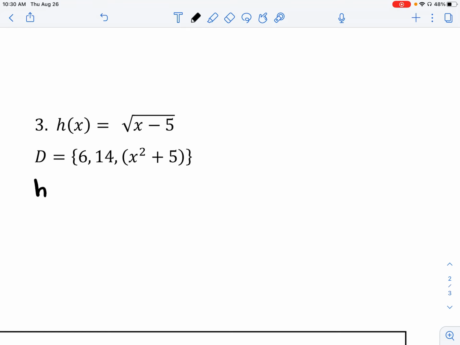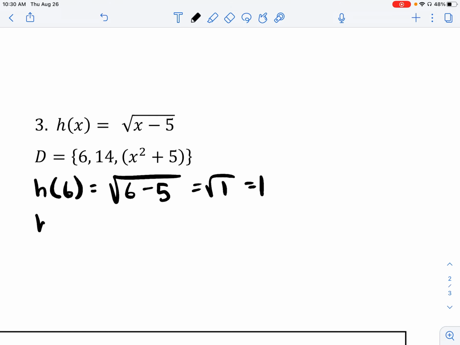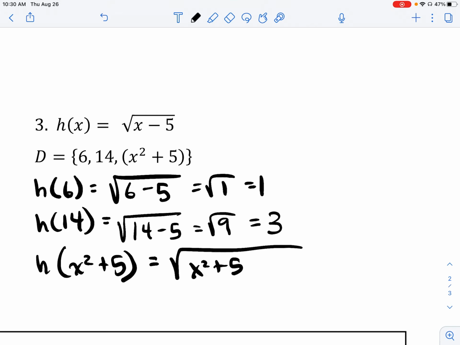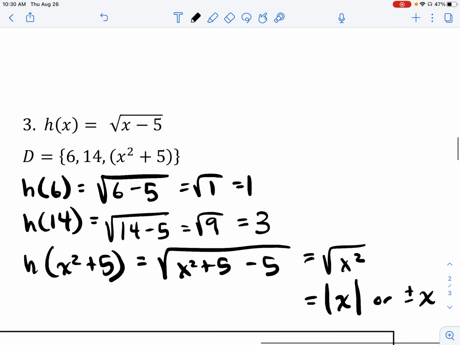So if we evaluate h of 6, we're going to say the square root of 6 minus 5, which is the square root of 1, and that's just 1. H of 14, which is the square root of 14 minus 5, which is the square root of 9, and that's equal to just 3. H of x squared plus 5, now we're plugging in x squared plus 5, that's going to give me x squared plus 5, and then we're subtracting 5 in that radicand, and then we get the square root of x squared. So we can either write this as the absolute value of x, or plus or minus x. Either one of those will work.